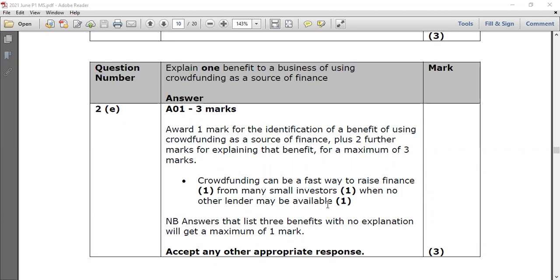So when there are no other options or lenders available, crowdfunding gives you a very fast method of raising money for the project, because it gives you money from many small investors. That's called crowdfunding. And it says not only this answer, accept any other appropriate response. So you always have to say crowdfunding. What else can we say? There's no upfront fee. That's another point Anik actually mentioned.